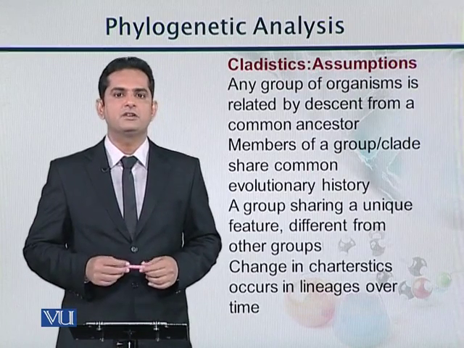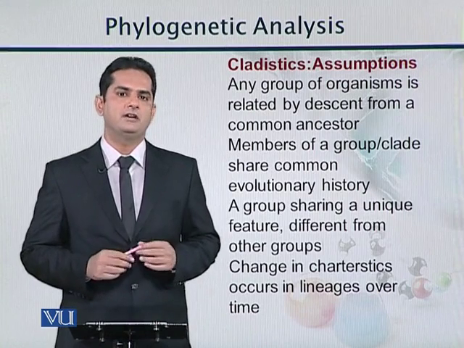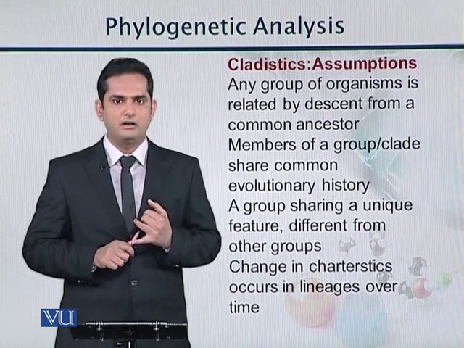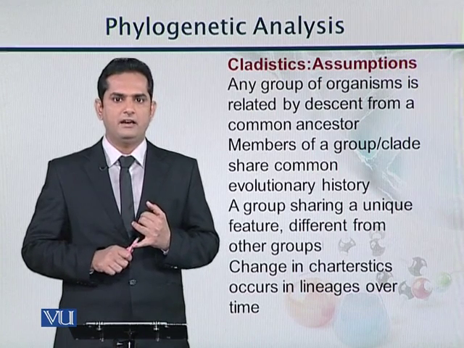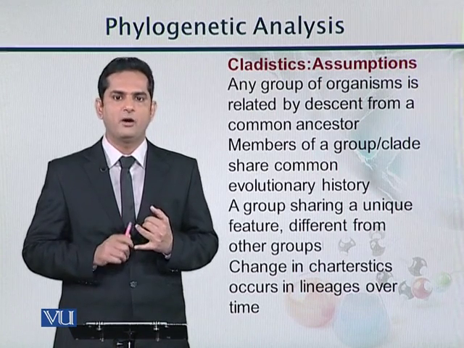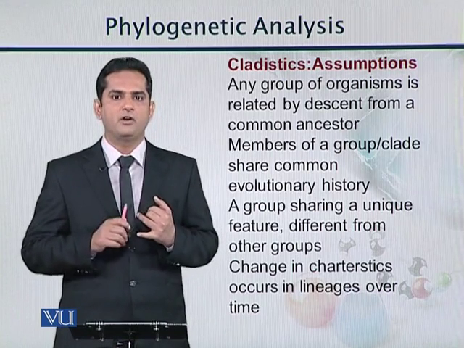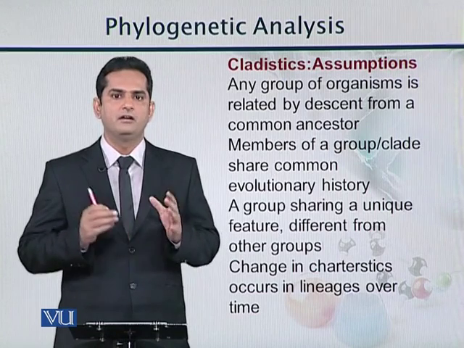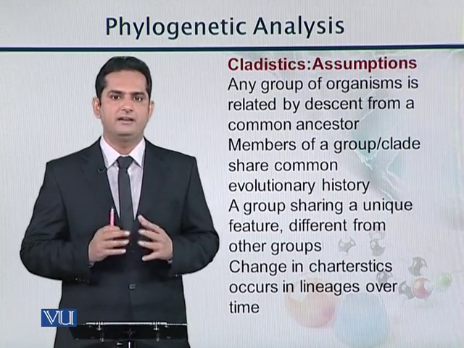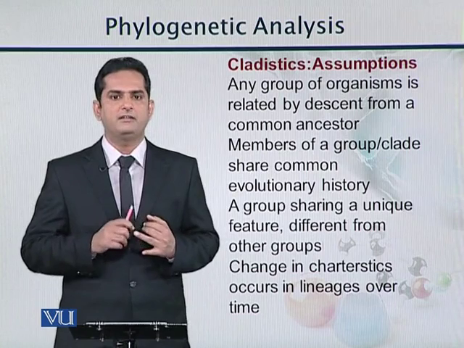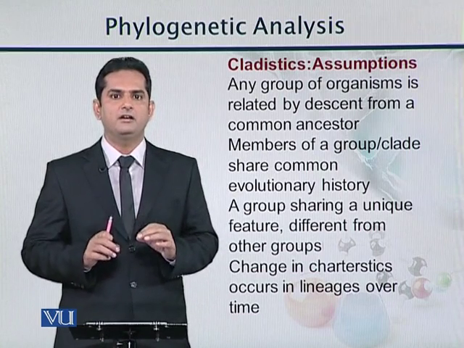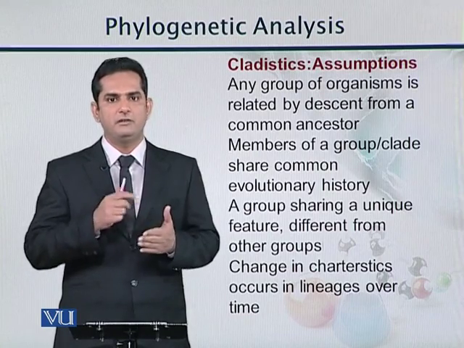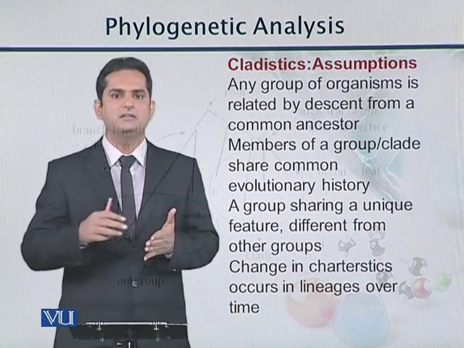So what are the different assumptions which are necessary for cladistics or phylogenetic analysis? Basically, there are four things. Number one is that all the organisms within one clade share common properties, and they come from a common ancestor. The third one is that these features will be unique from other clades. And finally, changes in characteristics within one clade occur at lineage time. Lineage time means that they will be the same in constant time in the same line.